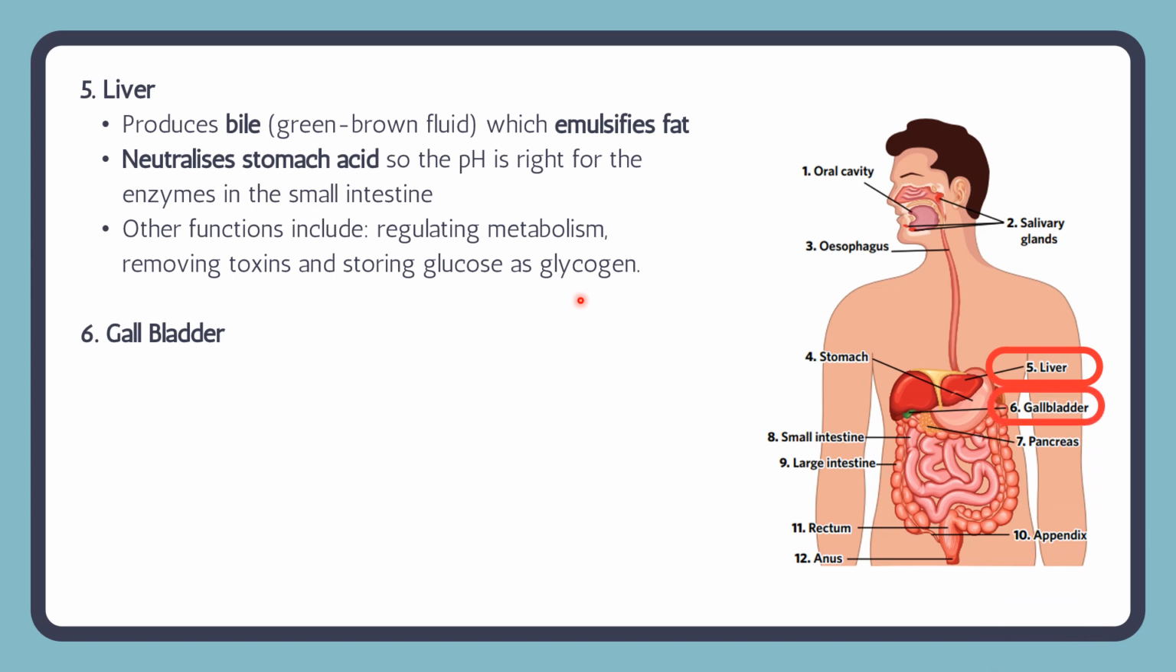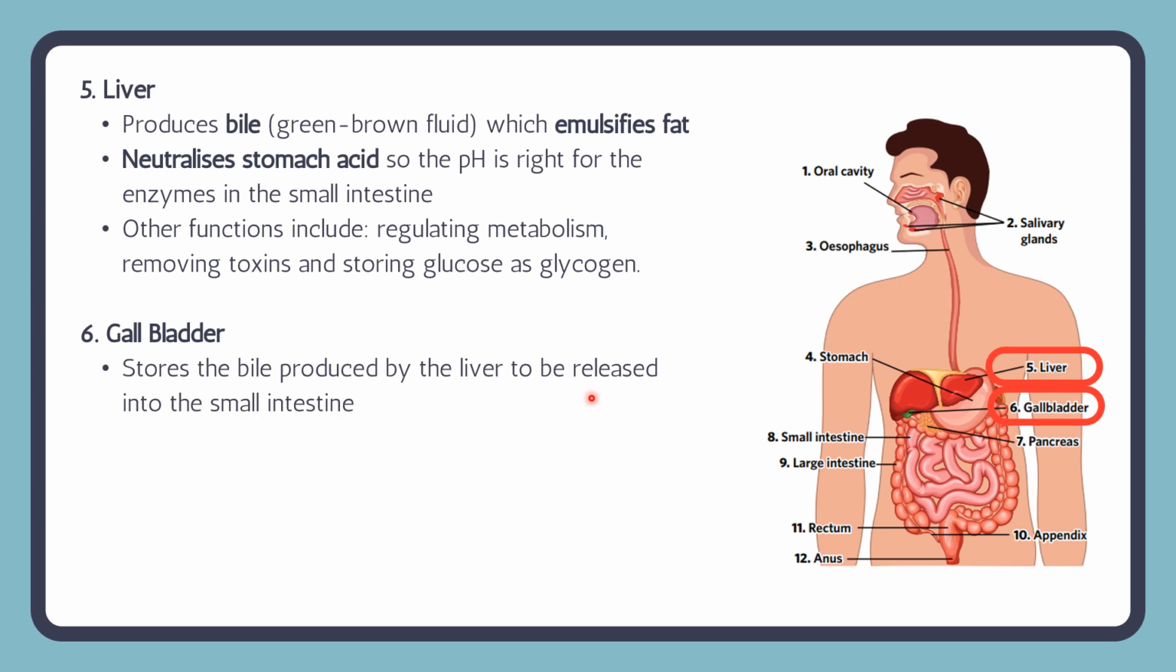Next, we have the gallbladder, which is this little green organ over here. So this stores the bile. The liver produces the bile, the gallbladder stores the bile, ready to be released into the small intestine. So as food is leaving your stomach, the gallbladder will release the bile onto the food to help neutralize it, ready to go into the small intestine.